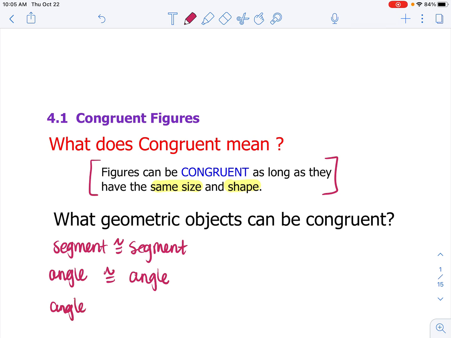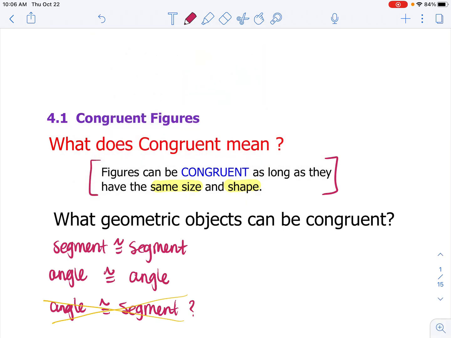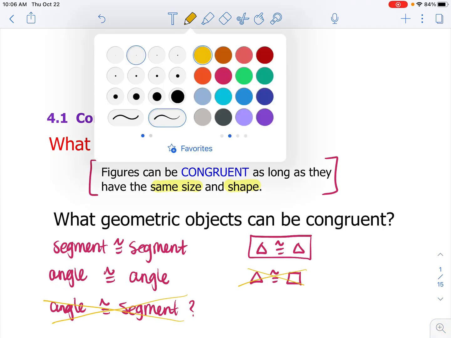Can we have an angle congruent to a segment? No, we cannot. An angle and a segment are two different shapes. They're two different geometric objects, so we cannot prove them congruent. The things that we will say are congruent this unit, our goal is to create triangle proofs where we have a triangle congruent to a triangle. But could a triangle be congruent to, let's say, a square? Are those the same shape? They are not. So we need to have the same shape and the same size.